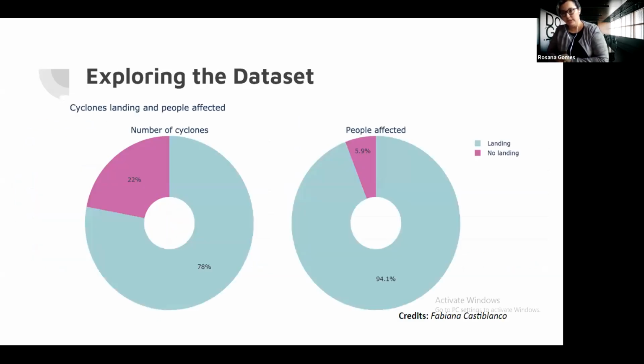And one important thing that we identified was that the affected population is strongly affected by whether the cyclone lands or not. And by landing, I mean the cyclone has a circular area, and if the center reaches the land, and not the ocean, where they usually are formed, they actually increase a lot the number of affected people. And we can see in our data set that 80% or 78% of our cyclones were actually landing, and they were responsible for affecting 94% of the population. So landing is a very important factor to determine the affected population. You can go to the next slide.